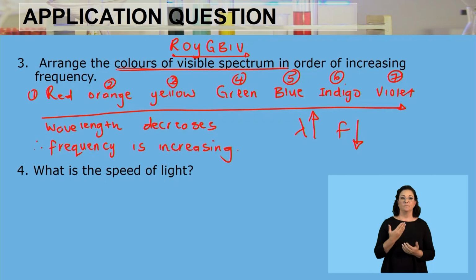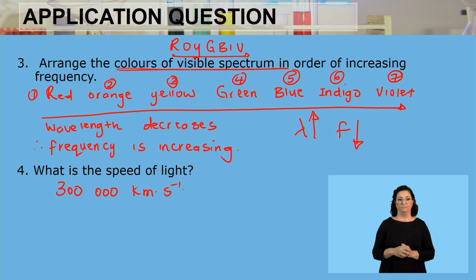So what is the speed of light? We can measure the speed of light in terms of kilometers. We do know that it is 300,000 kilometers per second. Or this is going to be 3 times 10 to the exponent of 8 meters per second. So we can either measure the speed of light in kilometers or in meters. So you can write either 300,000 kilometers per second or 3 times 10 to the exponent of 8 meters per second.